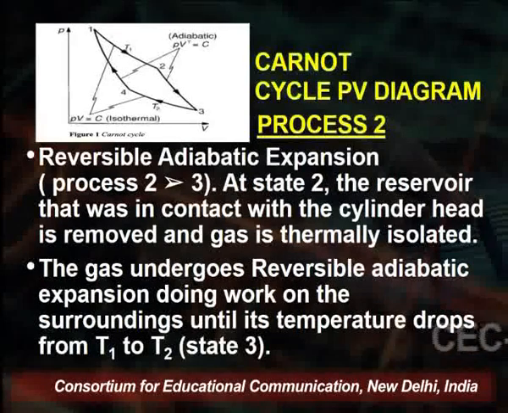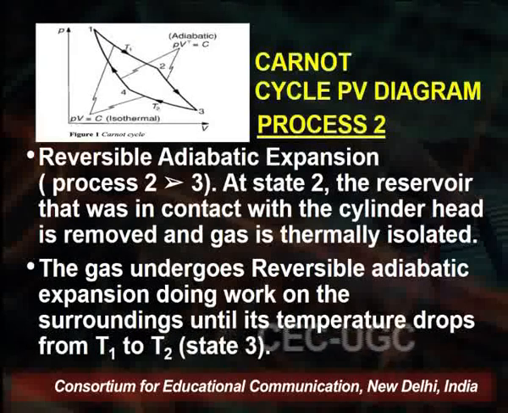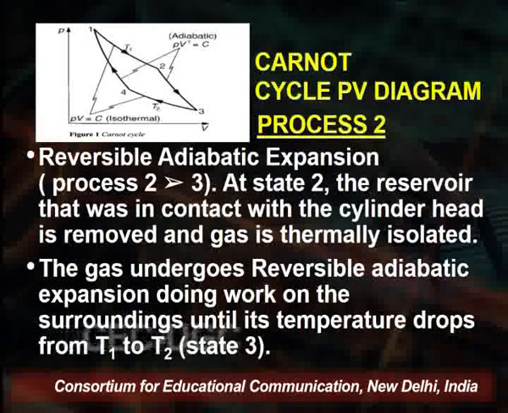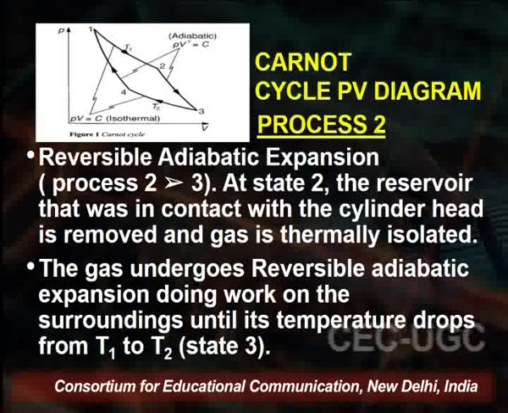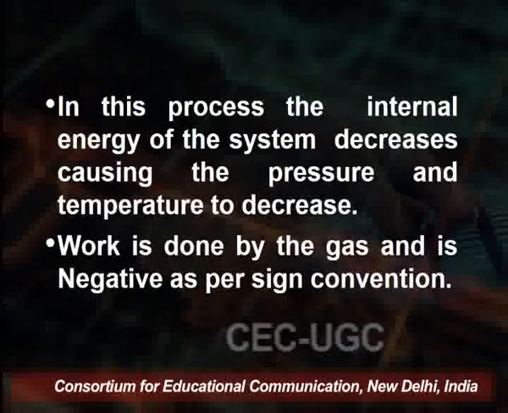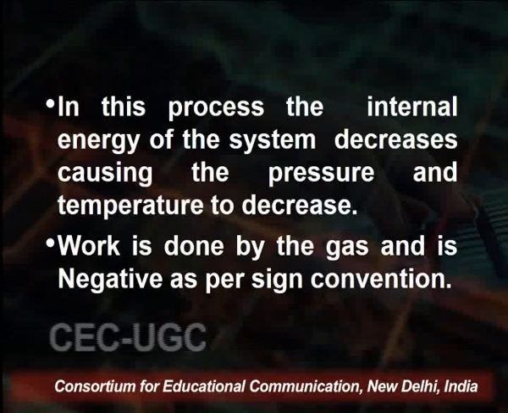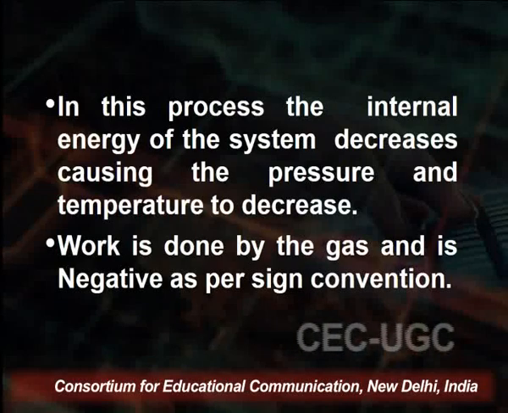Now let us consider the second process, the reversible adiabatic expansion, that is from 2 to 3. At state 2, the reservoir that was in contact with the cylinder head is removed and the gas is thermally isolated. The gas undergoes reversible adiabatic expansion, doing work on the surroundings until its temperature drops from T1 to T2 and the gas reaches state 3. In this process, the internal energy of the system is decreasing, which is causing the pressure and temperature to decrease also. The work is done by the gas and is negative as per sign convention.